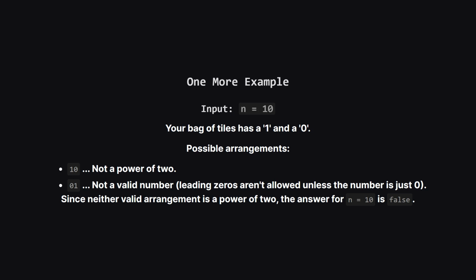Let's try another one. What if the input is 10? Now our bag has a 1 tile and a 0 tile. We can arrange them to make the number 10, which is not a power of 2. We could also try to make 01, but that's not a valid number because of the leading 0. So since none of the possibilities work, the answer here is false.